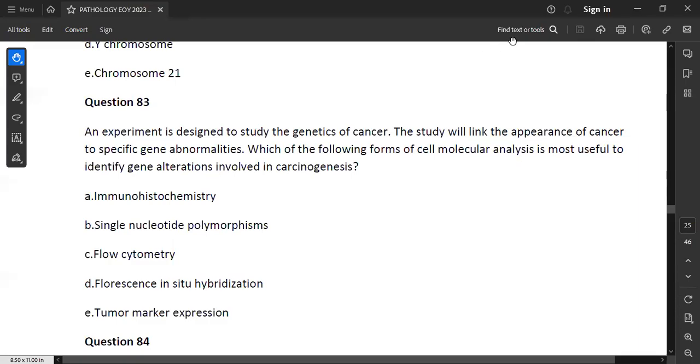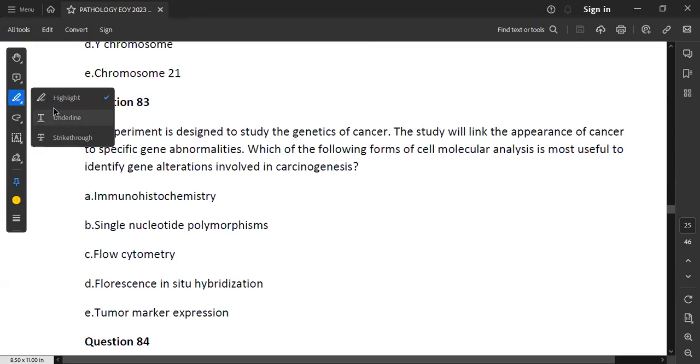An experiment is designed to study the genetics of cancer. The study will link the appearance of cancer to specific gene abnormalities. Which of the following forms of cell molecular analysis is most useful to identify gene alterations involved in carcinogenesis? Immunohistochemistry, single nucleotide polymorphisms, flow cytometry, fluorescence in situ hybridization, and tumor marker expression.